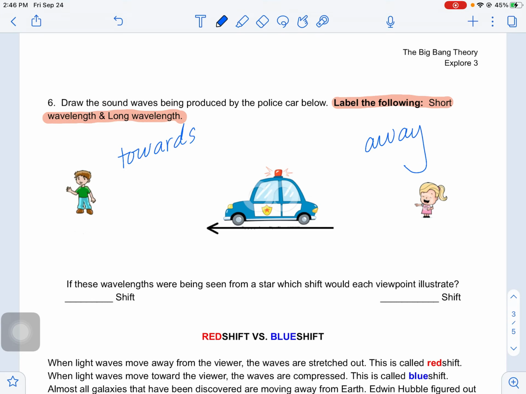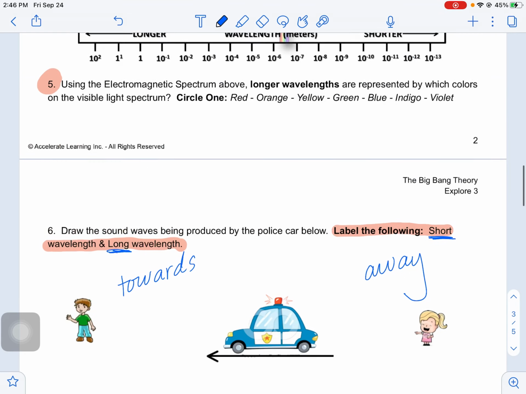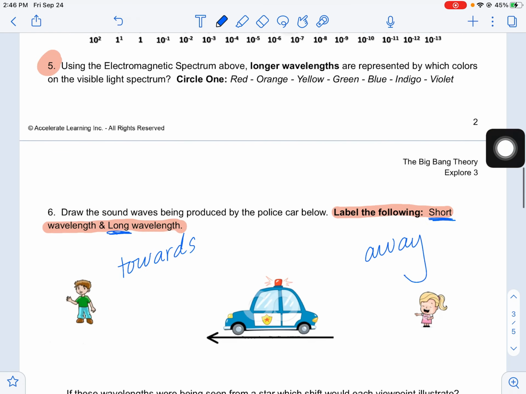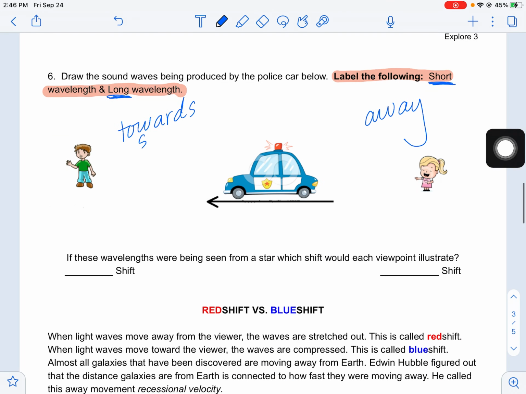So that should give me a good clue on which side is the short wave and which side is the long wave. So I can always peek back up here. Away is the longer wave, towards is the shorter wave. So go ahead and draw a circle around your police car.